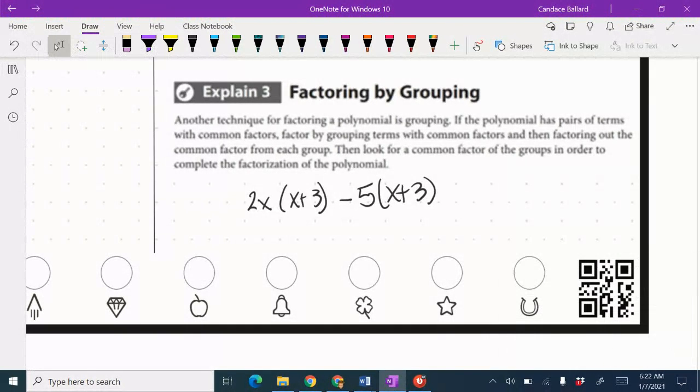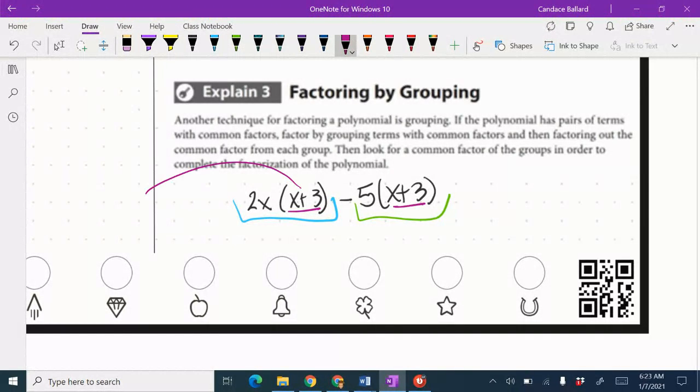Basically, this is two different groups, right? There's the blue group and the green group there. You'll notice that's basically two terms, because things being multiplied together is considered a term. When we put an addition or subtraction sign in between, that splits it into the next term. And hopefully you notice that within each group, there is an x plus 3.